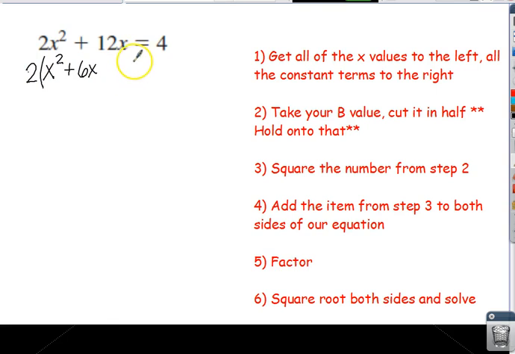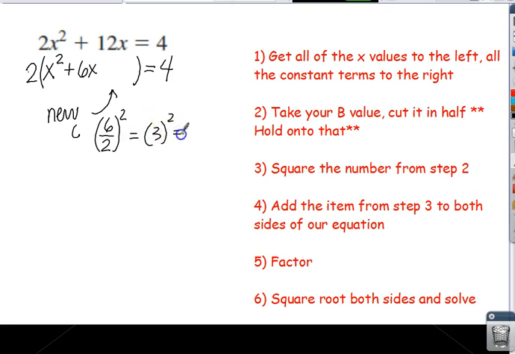I'm going to leave a space just because that's what my high school teacher told me to do, so I still do that. In that space I'm going to put my new c. I'm going to take my b, divide by 2, and then square. So I've got 3 squared, which is 9. So I'm going to put a 9 in there. However, it's not really a 9. It says a 9, but this is really an 18.